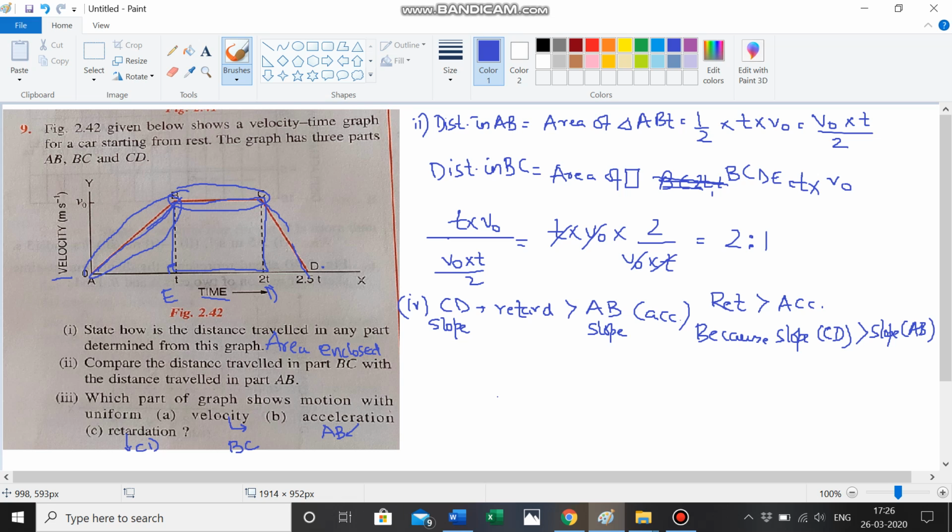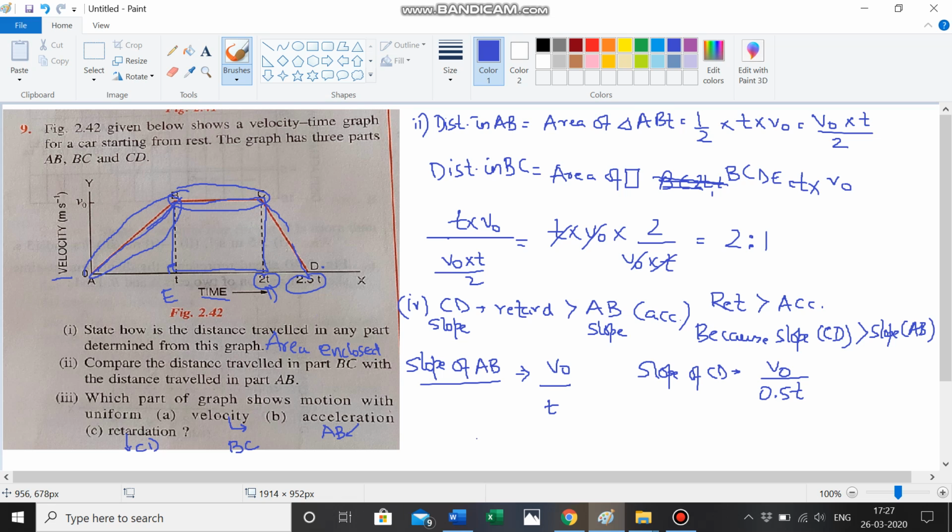Last part, compare the magnitude of acceleration and retardation. So how do we calculate the acceleration? We calculate the slope. So let's calculate the slope of AB: y2 minus y1 upon x2 minus x1, which is equal to v0 upon t. And the slope of CD, in this case, this is 2.5t up and 2t, which means this is only 0.5t. And this is still v0. The y2 minus y1 will be v0, and x2 minus x1 is this.